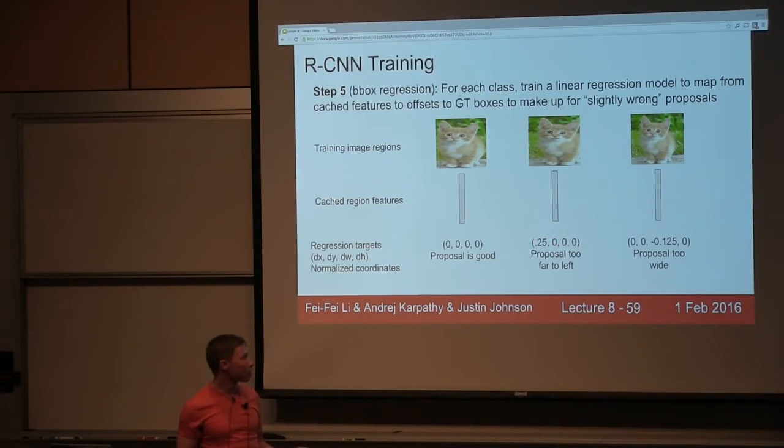So we want to regress to this correction vector that tells us we need to shift a little bit to the right. Or maybe this one is a little bit too wide. It includes too much of the stuff outside the cat. So we want to regress to this correction vector that tells us we need to shrink the region proposal a little bit. So again, they just do linear regression, which you know from 229. You have these features, you have these targets, you just train linear regression, and that's that.